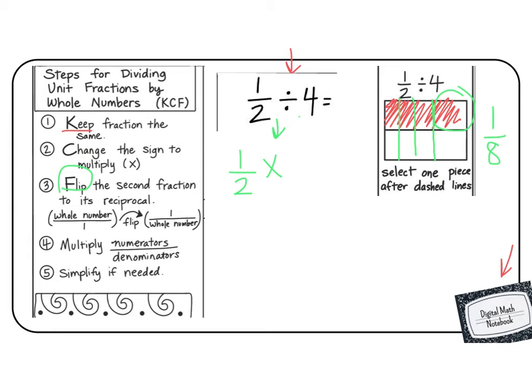So 4 has an invisible 1 underneath it. And when I flip it upside down, the 1 is going to go on top and the 4 is going to go on the bottom. And then we go straight across the top and straight across the bottom. So we get 1/8. And then if we needed to, our last step is to simplify. Let's keep going.